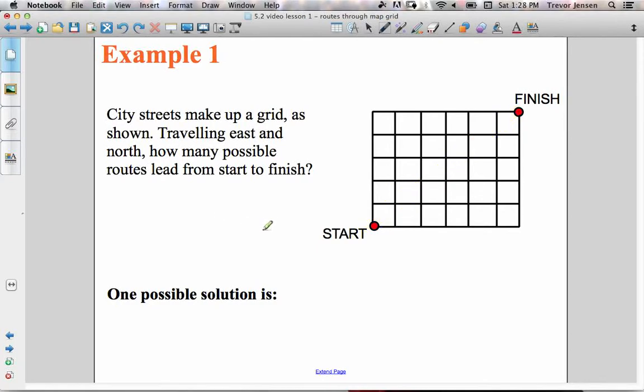I don't want it to do that. Maybe if I lift up every time. There we go. Okay, so there's one possible route from start to finish. So north, east, east, north, east, north, east, north, east, north, east. Let me write that route out, the route we chose. We went north, east, east, north, east, north, east, north, east, north, east. Okay, that's one possible route.